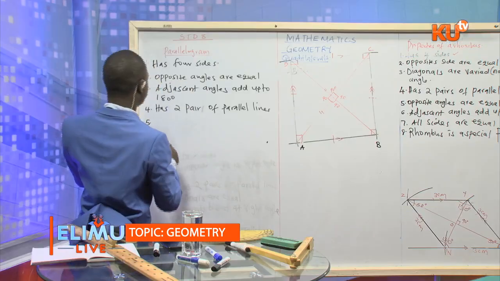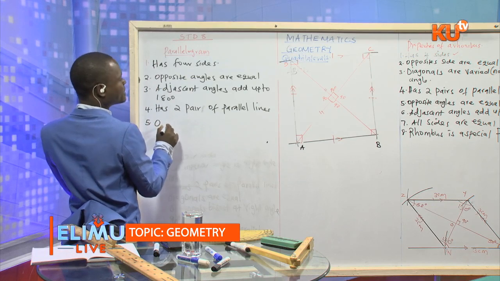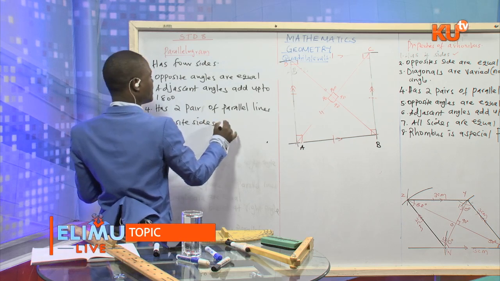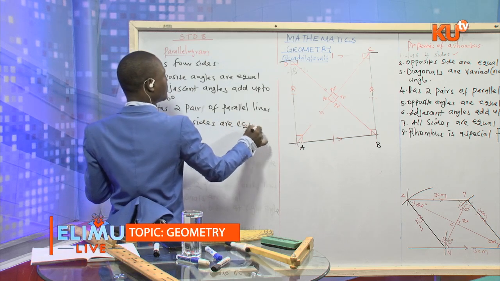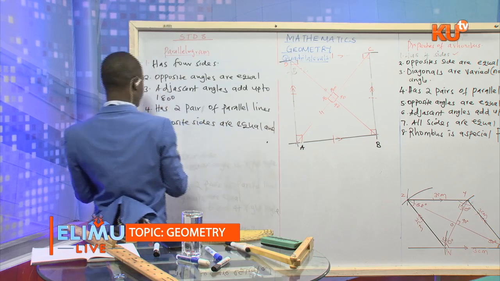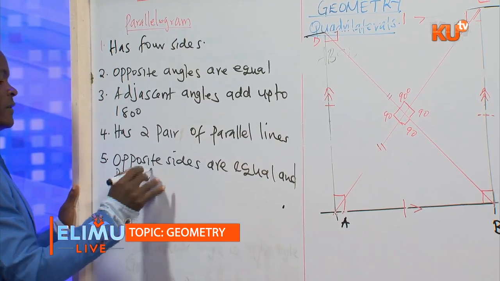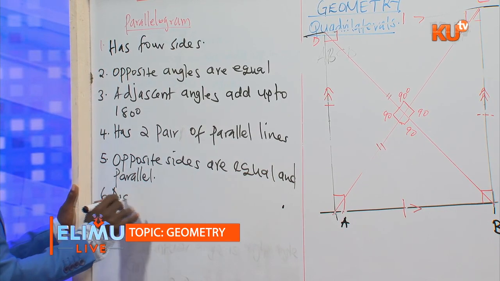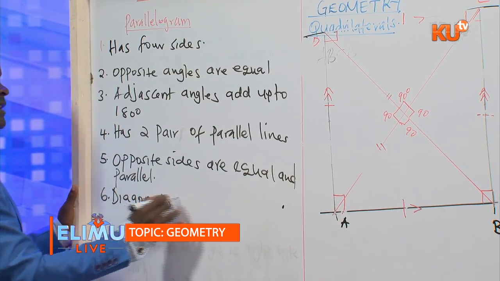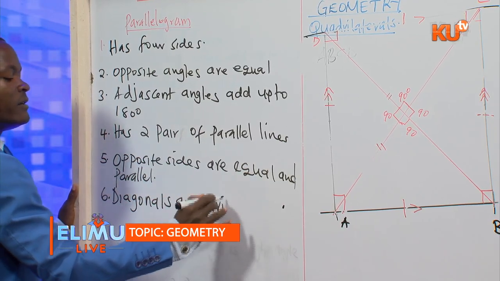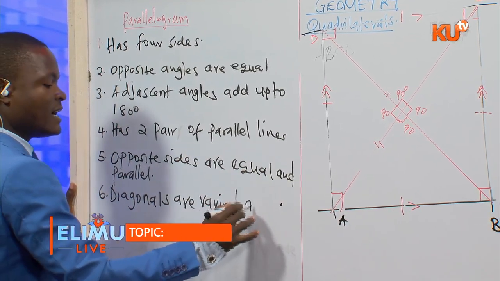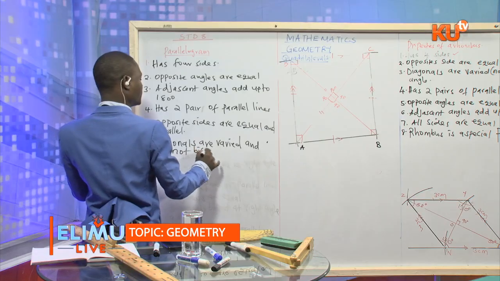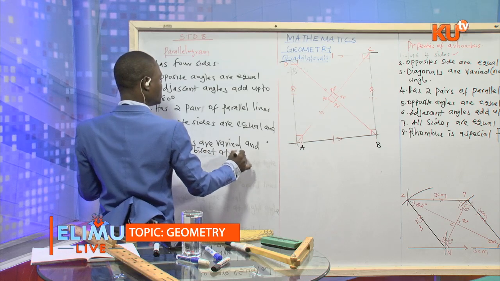Number five is that opposite sides are equal and parallel. Then number six is that diagonals are varied and do not bisect at 90 degrees.